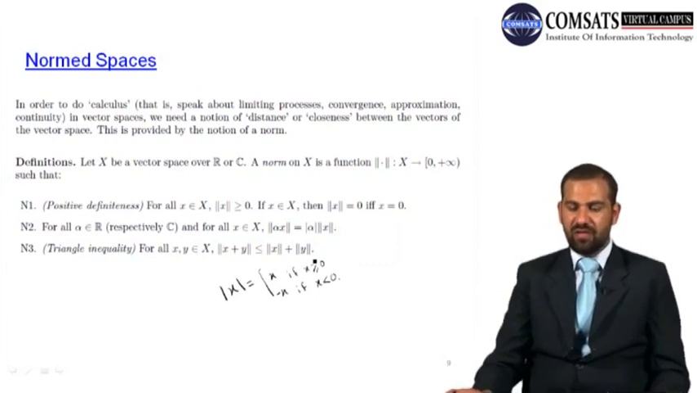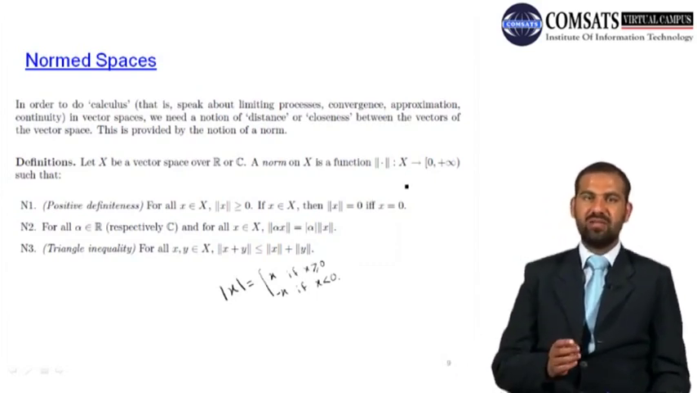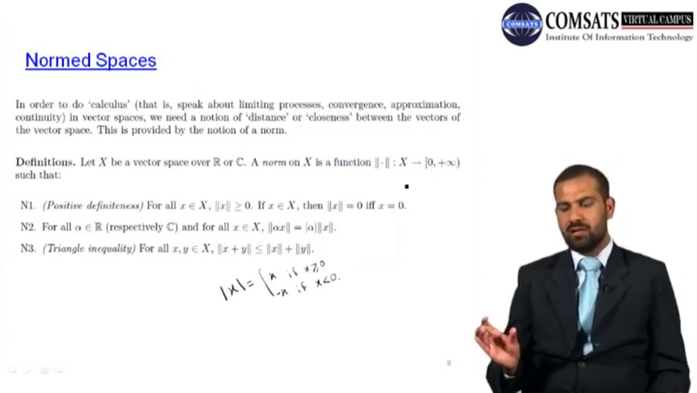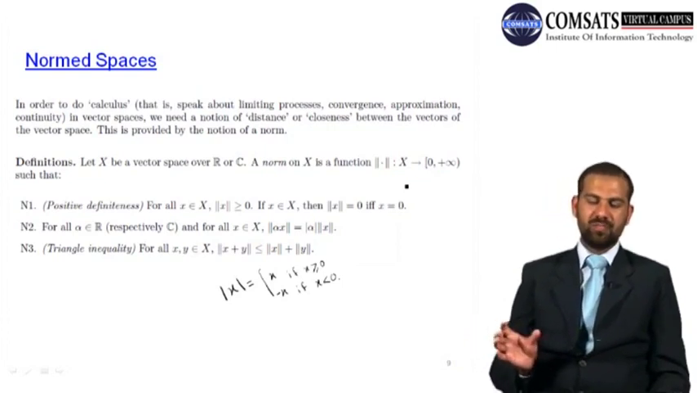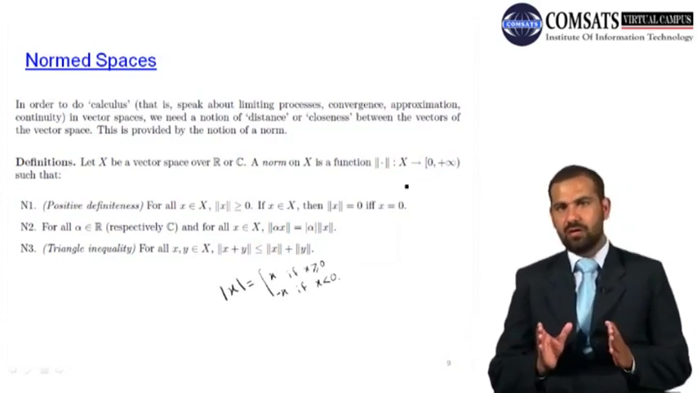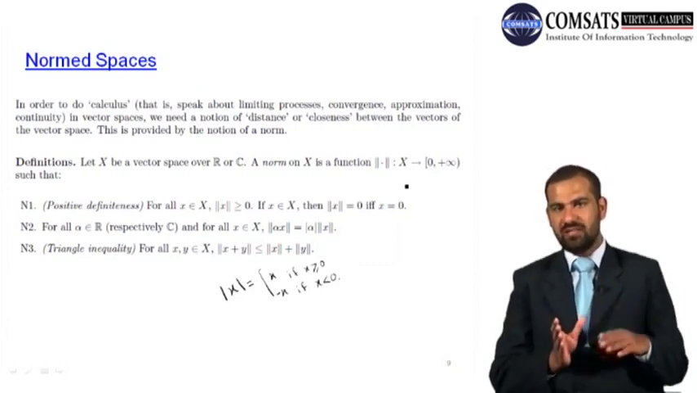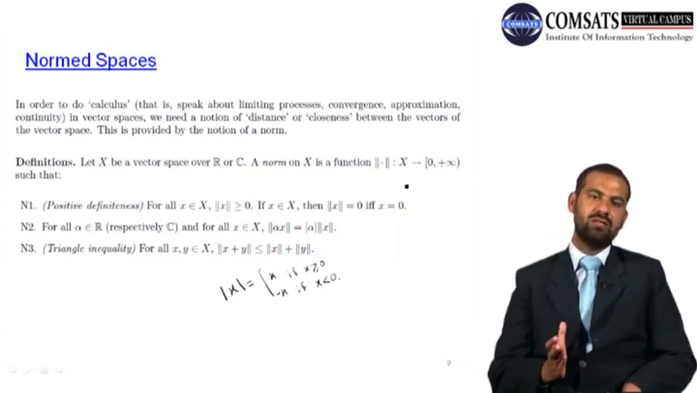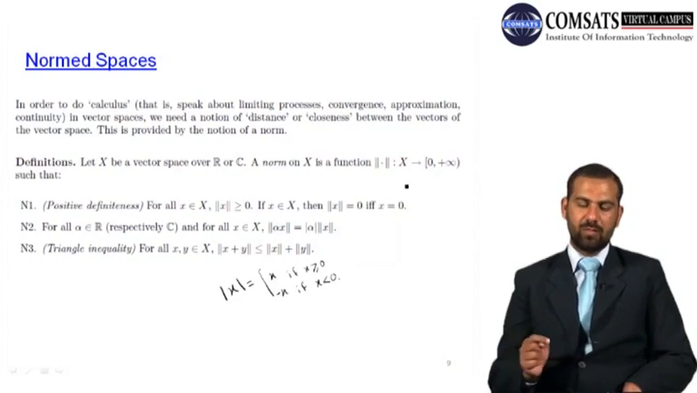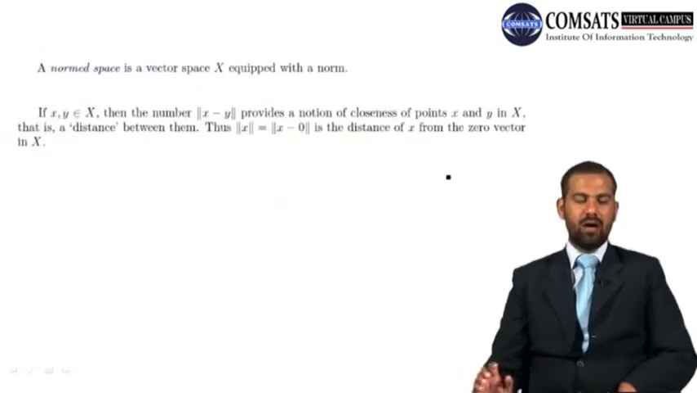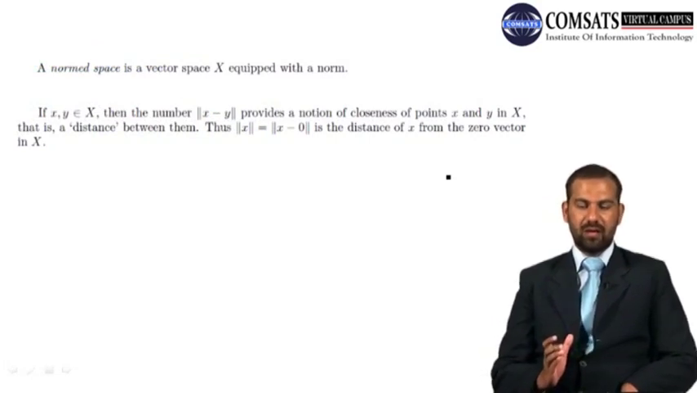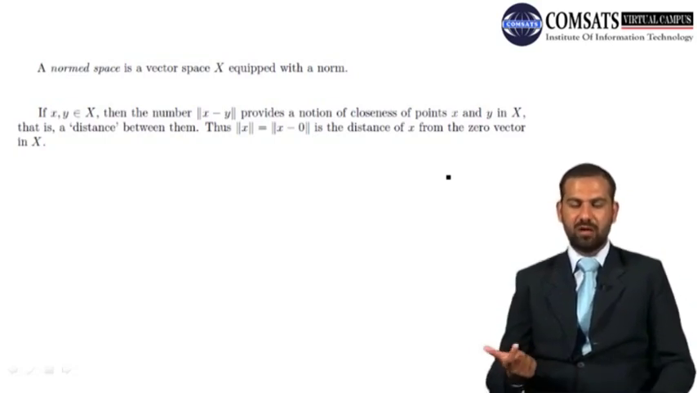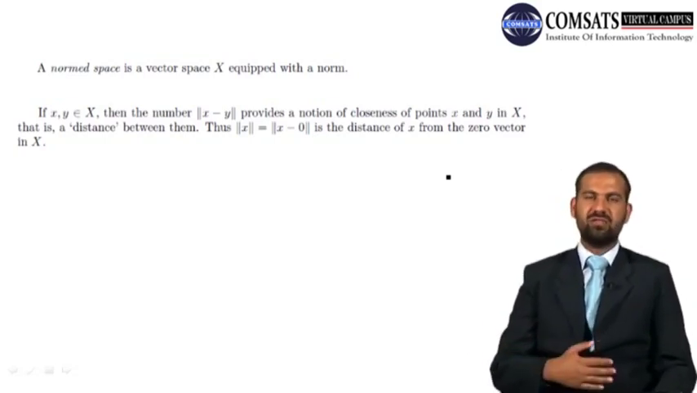So in a space, if we impose this norm function from the non-empty set X to 0 to infinity, then this space is called a norm space, and this function is called a norm on that set. A non-empty set with a norm having all three characteristics is called a norm space. We say that (X, norm) is a norm space. So a norm space is a vector space X equipped with a norm, which you can define in various ways.